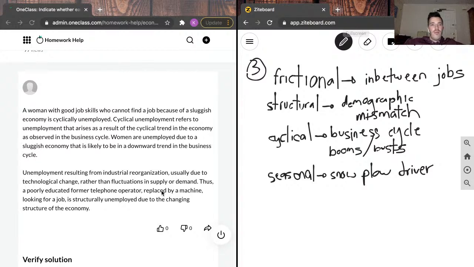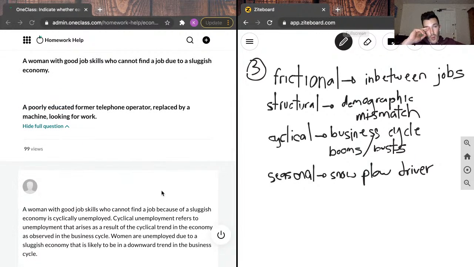In other words, in a recession, unemployment rises. This woman has good job skills, but she just can't find a job because the job market has dried up because we're in a recession. So that falls under cyclical unemployment.